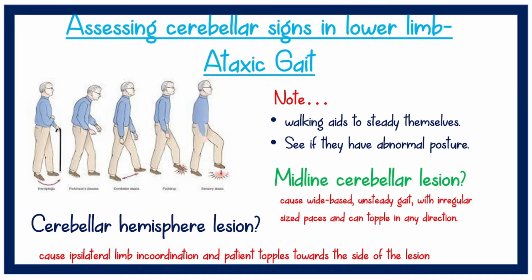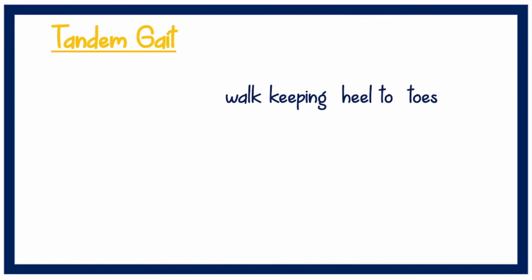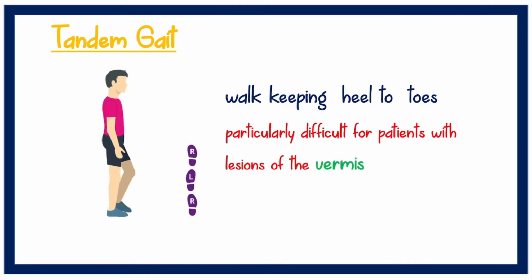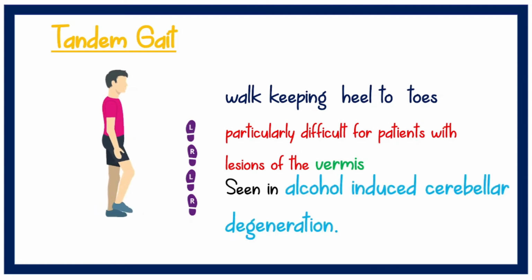Patients with cerebellar lesions find it difficult to turn. Tandem gait. Ask the patient to walk keeping their heel to their toes. This is particularly difficult for patients with lesions of the vermis. Seen in alcohol-induced cerebellar degeneration.